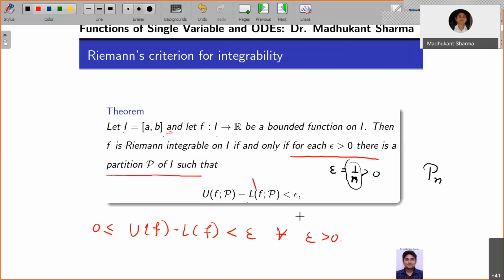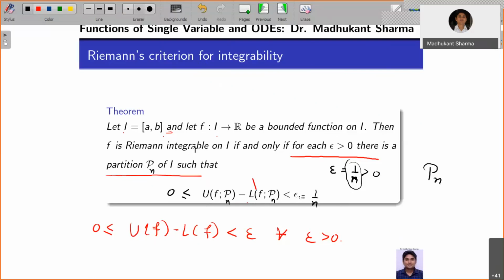Okay, so that will give you another criterion, you can say a sequential criterion, for proving that f is Riemann integrable. Here, instead of an arbitrary epsilon, you can work with epsilon equals 1 by n. So for each n, you will have a partition Pn such that U(f, Pn) minus L(f, Pn) is equal to 1 by n, and this is certainly greater than or equal to 0. So the sandwich theorem proves that the limit of U(f, Pn) minus L(f, Pn) is equal to 0. That will give you the guarantee that f is Riemann integrable.